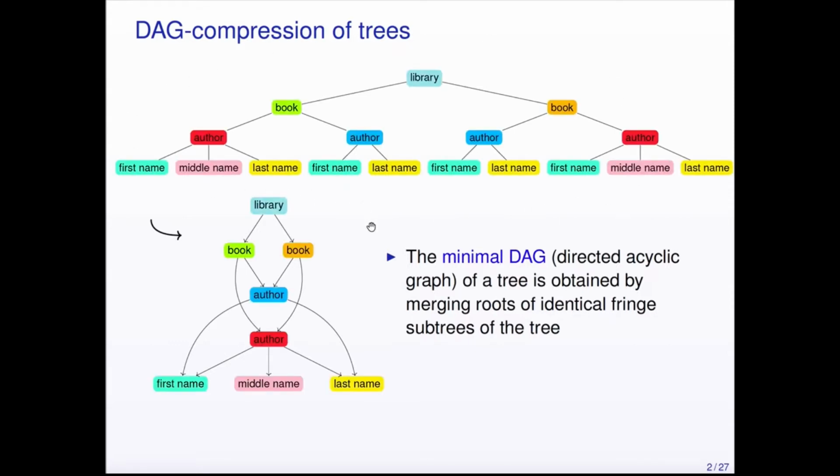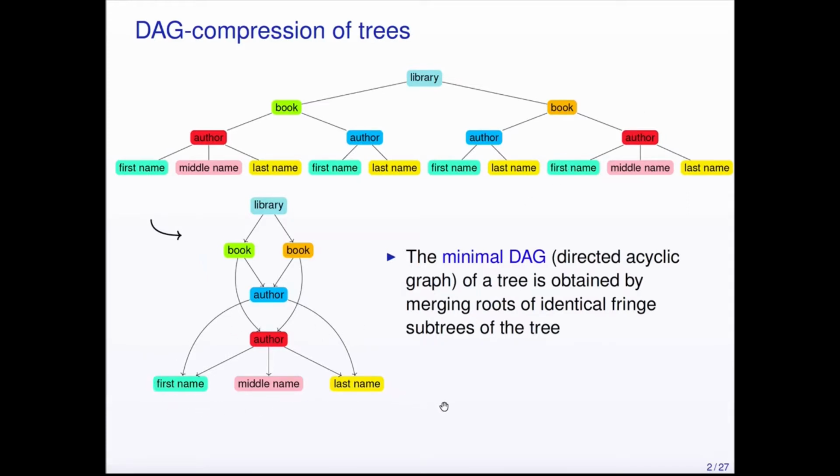And here I've highlighted all the nodes with the same color, which are merged in the minimal DAG. For example, we find that there are two red nodes labeled author, and their corresponding fringe subtrees consist of the author node together with their child nodes, first name, middle name, and last name. And those fringe subtrees occur twice, and thus they are merged in the minimal DAG.